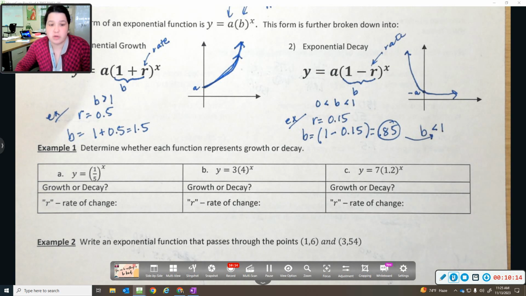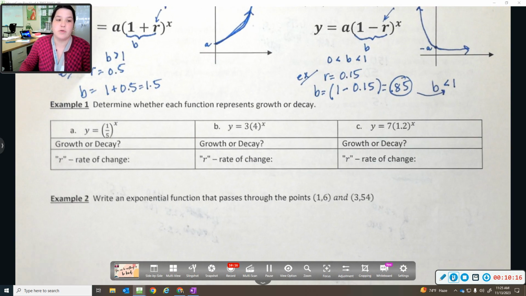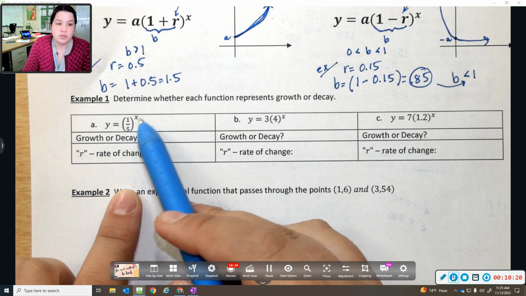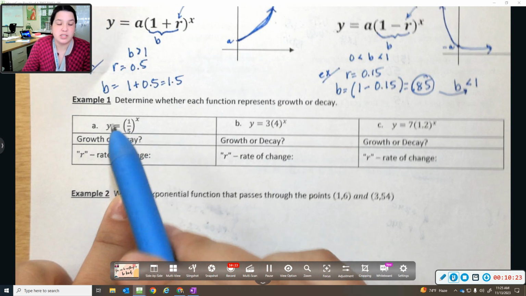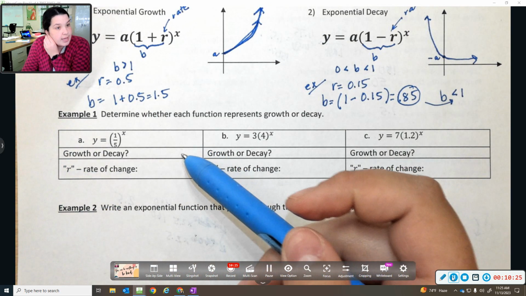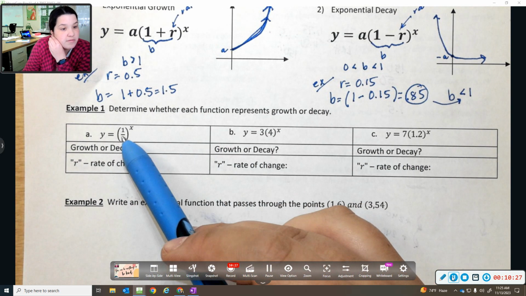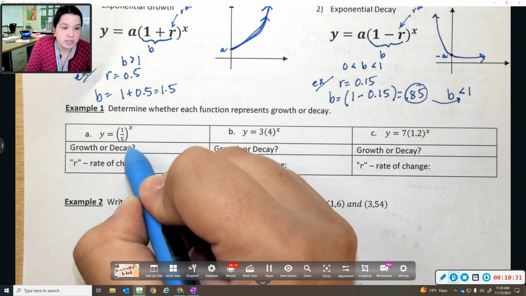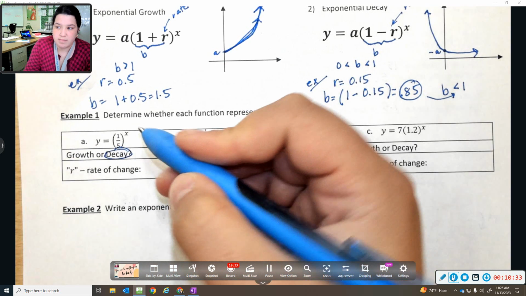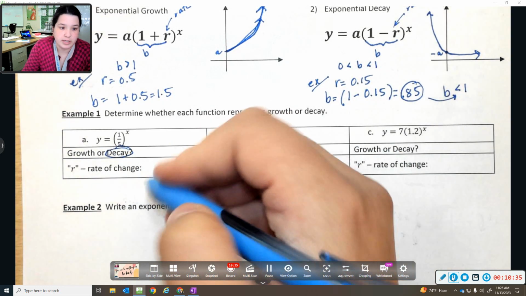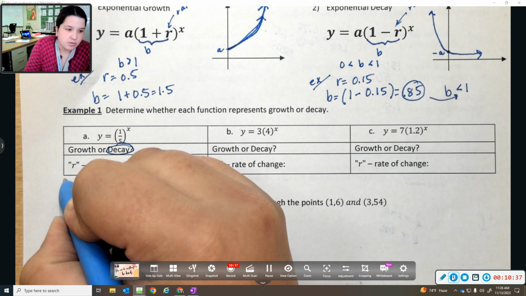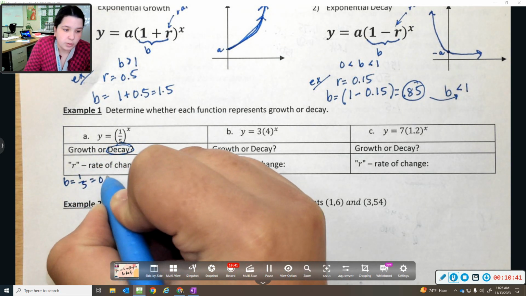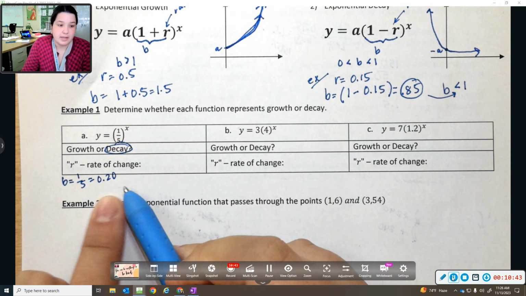So now we're going to determine whether each function represents a growth or decay. So looking at the multiplier, I have y equals 1/5 to the x. That is what's going to determine whether it's growth or decay, is based off the multiplier. So 1/5 is less than 1, okay? So this is going to be decay. And so now we're going to find out what r is. So if b is equal to 1/5, that is just 0.20. That's what b is equal to.